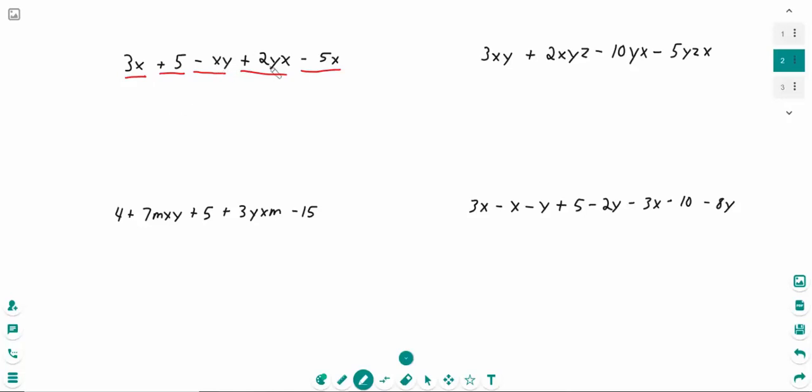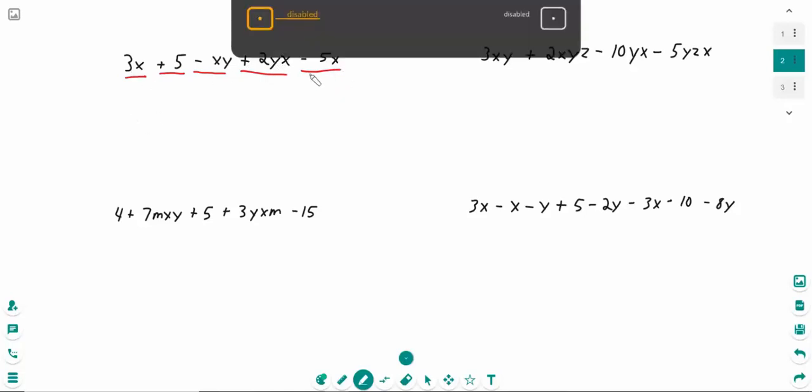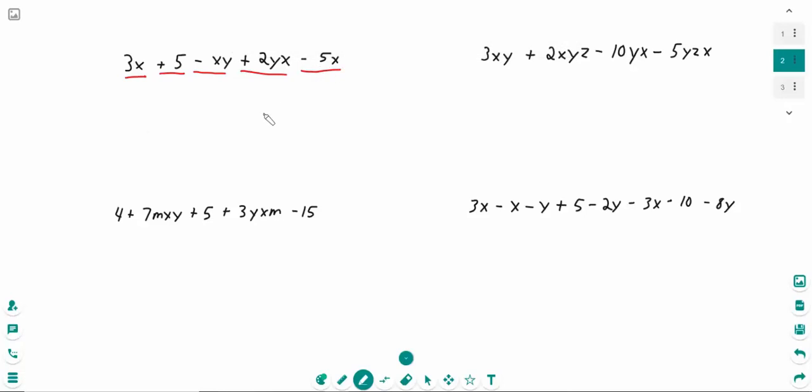All right, so we keep moving down the line. Plus 2yx, for the same reason, that cannot be a like term with 3x. And then our last one, we'll see that we have a negative 5x, which is beautiful. So that's right on. We have just an x. Remember, the coefficients can be different. All right, so we would say, great, then this and this are like terms.